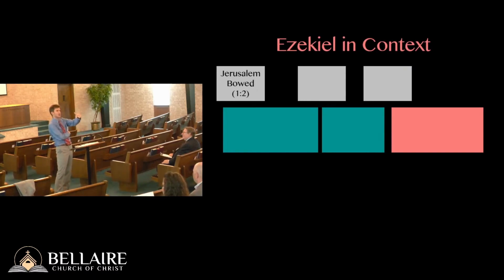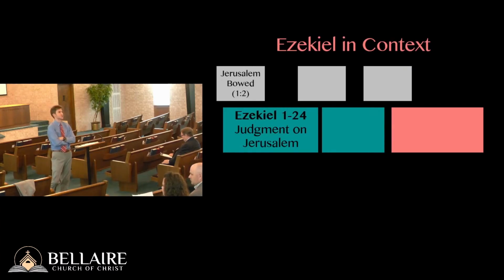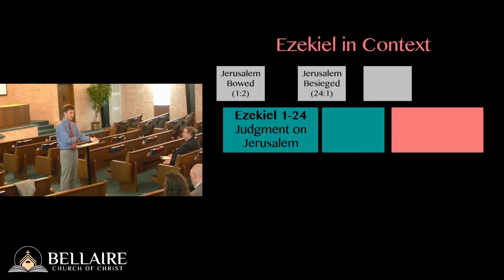Now on the bottom chart, the first section of the book is judgment on Jerusalem. Now we're going to go back up at about chapter 24, 25. There's another historical marker. And what happens to Jerusalem? It's besieged. We'll talk about why that's relevant in a second. And then at that point, for whatever reason, Ezekiel changes the topic of the writing, and the next several chapters have to do with what? Judgment on the nations.